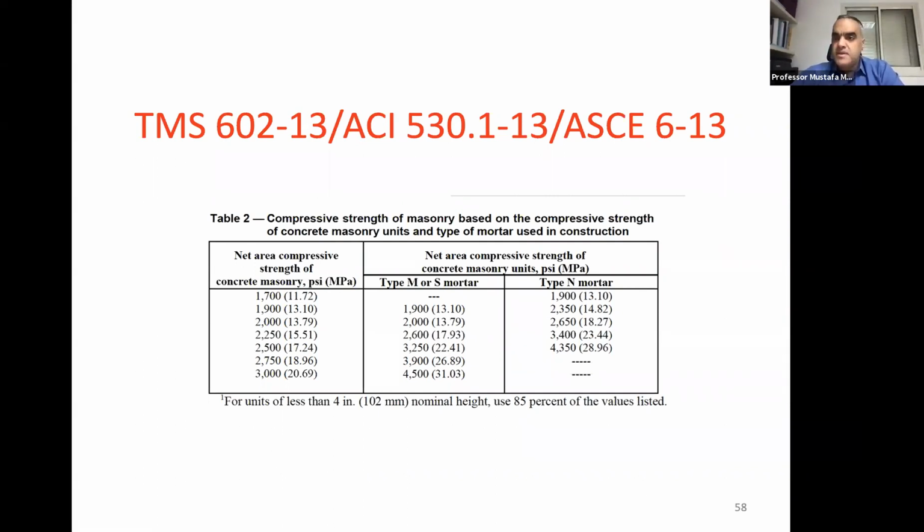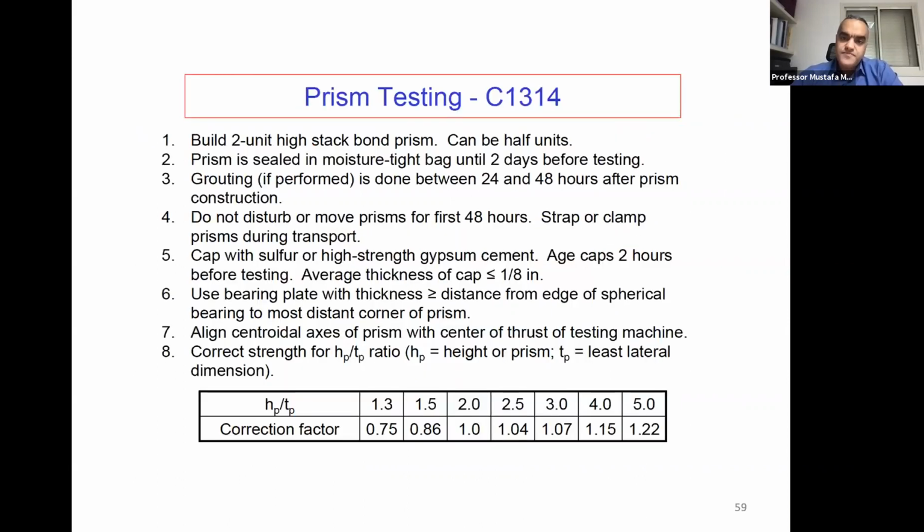And prism testing. You can determine F prime M from this table in the code, or you can do prism testing, which is not difficult. It's 2 blocks with mortar, the type of mortar that you have based on the ingredients that we discussed before, and then subjected to a compressive load. So those could be done even during construction. It's not difficult to build, and they can be done on site, put in plastic bags, shipped to a lab and tested.